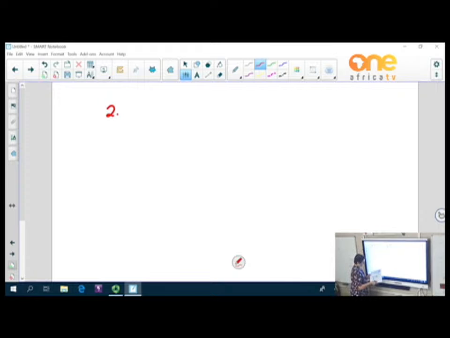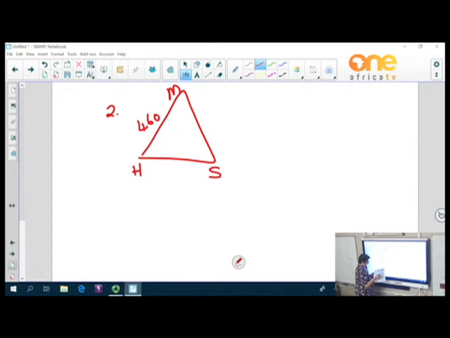Right, now the last one on the sine rule. Christo is making a map of his local area. He knows that the monument, so let's have a triangle. There's the monument, his house, and the sports center. So the monument is 460 from his house, and the sports center is 406 from the monument, and angle HSM is 70 degrees. This is my information, and I have to find H.